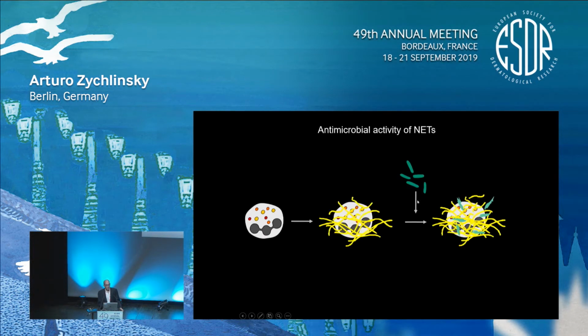The second effect of the nets is that they kill microbes. So this is a very simple experiment. We take neutrophils, we induce net formation, and then we wait for about 4 hours, so there are no neutrophils alive left, only nets, and then we add bacteria for 20 minutes.